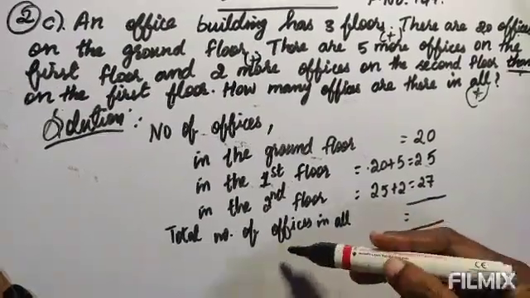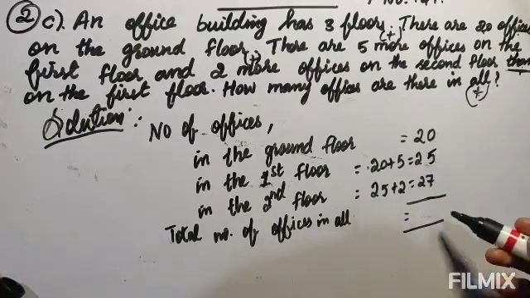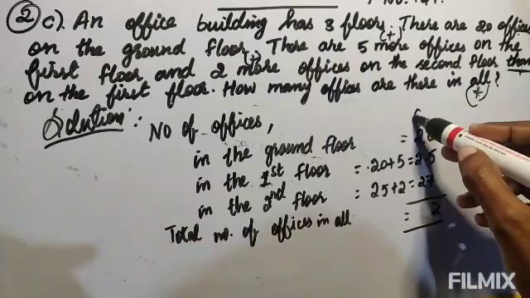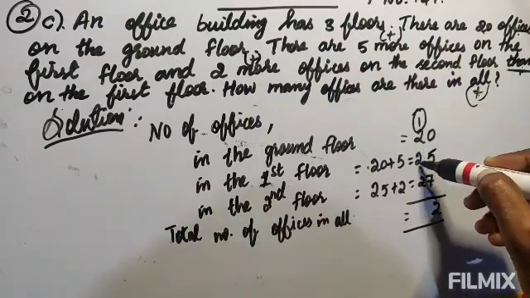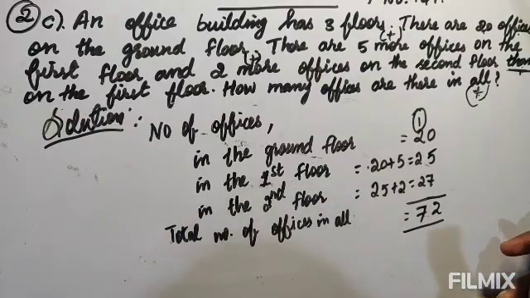So now the total number of offices all together, how many offices? So these all 3 you have to add. 5 plus 7, 12, carry over 1. Here 1 plus 2, 3. 3 plus 2, 5. 5 plus 2, 7. So a total of 72 offices are there in all. This is the way you have to do.